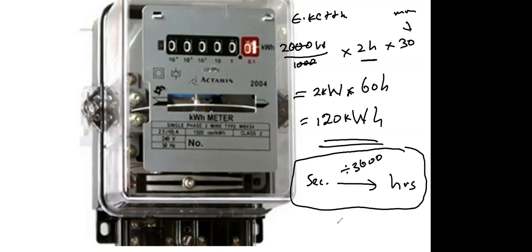Then how to convert minutes to hours, that is divided by 60. Then seconds to minutes, again divided by 60. That's why 60 into 60, 3600. Seconds to minutes 60, again minutes to hours 60. So that time unit conversion you should know, right? Okay, so that is about this electric meter.